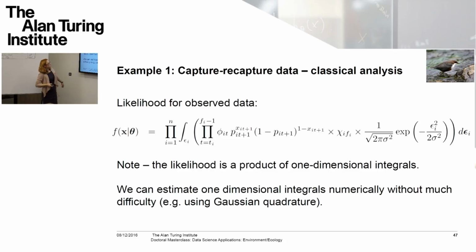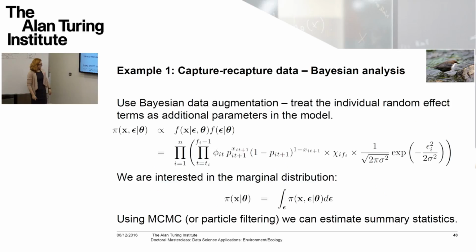So this is our first capture-recapture one. So again, this is our integration. We can't do it directly, but it is a product of one-dimensional integrals. So we can do approximation, Gaussian quadrature, or in the simple case, the trapezium rule.